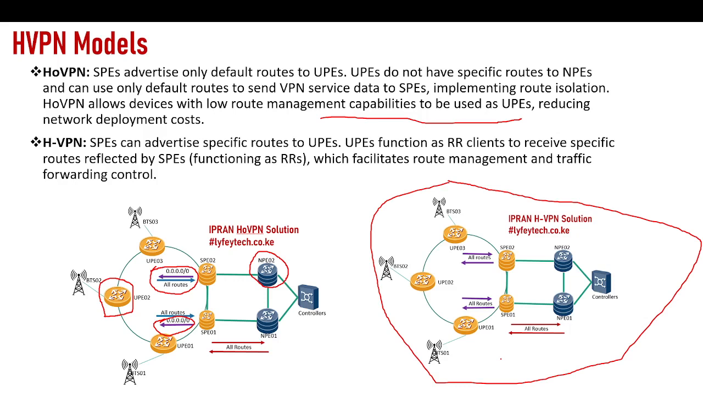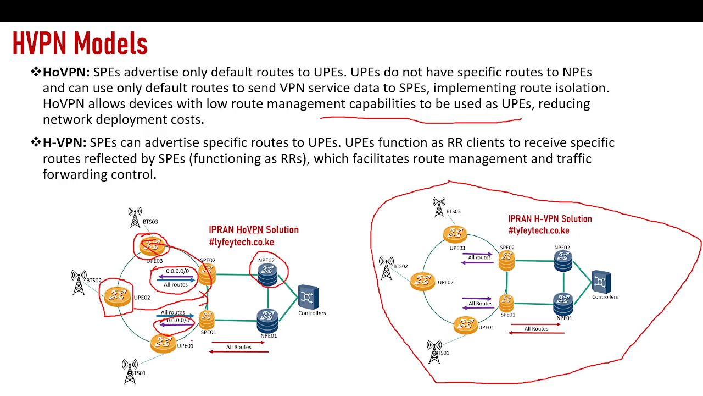So remember, when you have specific routes, then you can find the best path to a destination. But for the HVPN solution, you only have the default route. So any traffic, you have to send it to the aggregation node. What if the router that you are trying to access, the specific IP that you are trying to access, is on this node? You still have to use the default route to send the traffic to the SPE, and then the SPE will now forward the traffic to the UPE. So this one, sometimes it results in suboptimal routing of the traffic. So these are the differences.